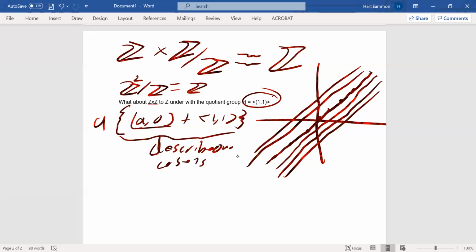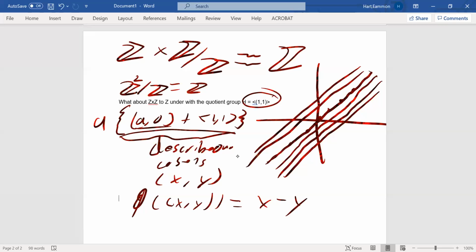And another way to think of this is if we have the point (x, y), then the map phi of (x, y) is going to be equal to x minus y, right? Because for all of these elements, anything in this set, your x is going to be a greater than your y element, or negative a less, and so on.